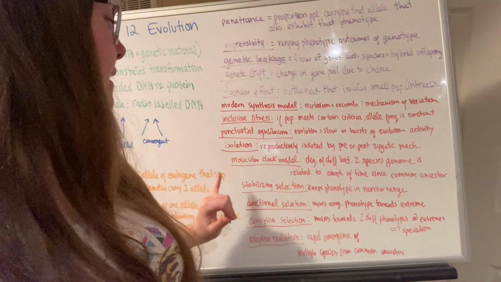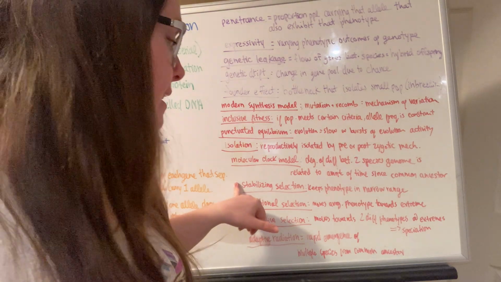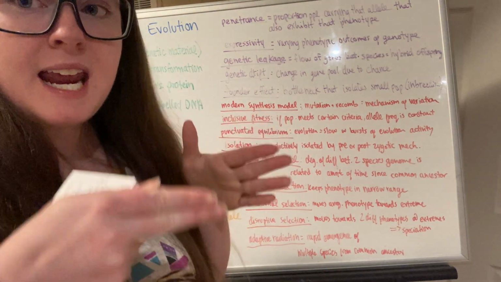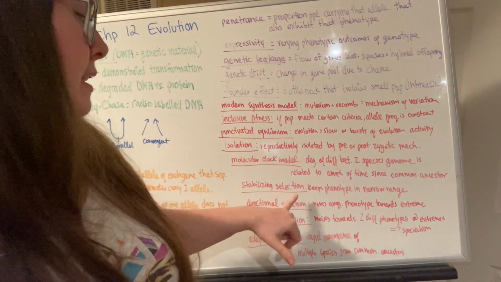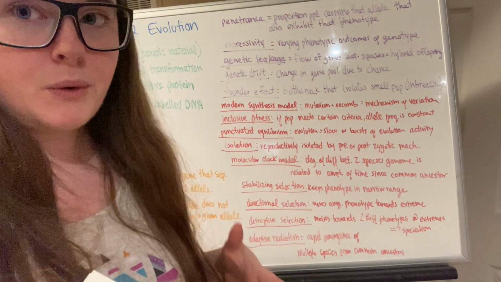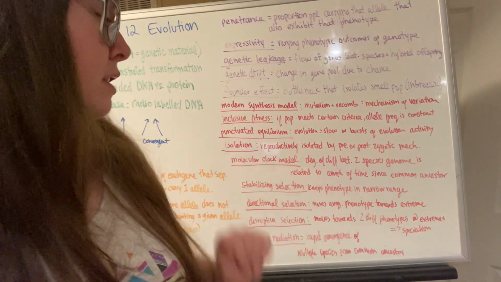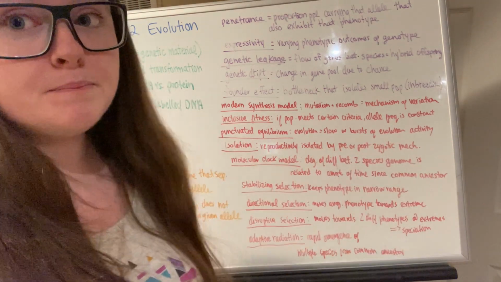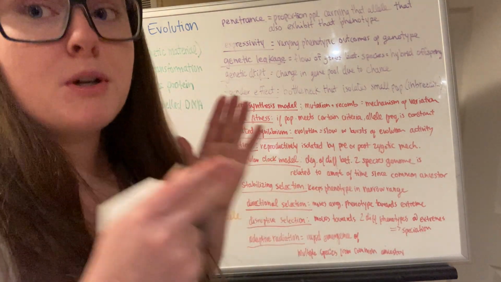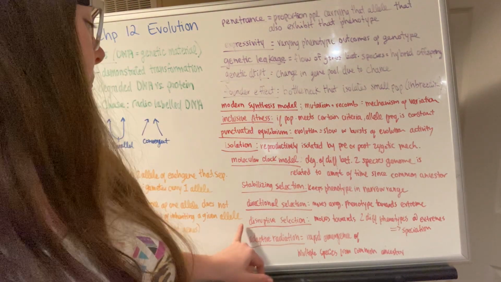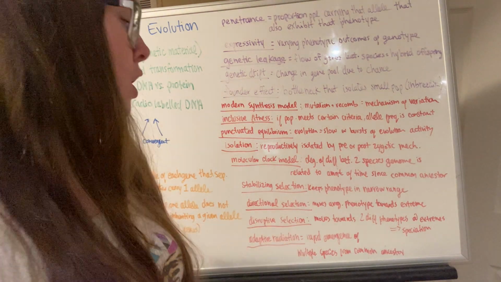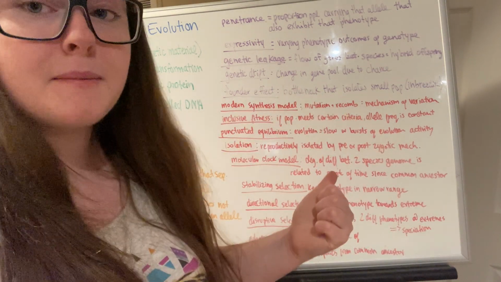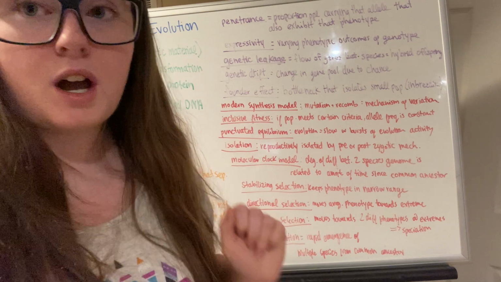Then we have different types of selection. We have stabilizing selection, which is when it's trying to keep a phenotype in a narrow range. So stabilizing selection, keeping a phenotype in a narrow range. We have directional selection, which moves the average phenotype towards an extreme. So directional is kind of pushing it towards one direction. Then we have disruptive selection, which moves the average towards two different phenotypes at extremes. And this can cause speciation.